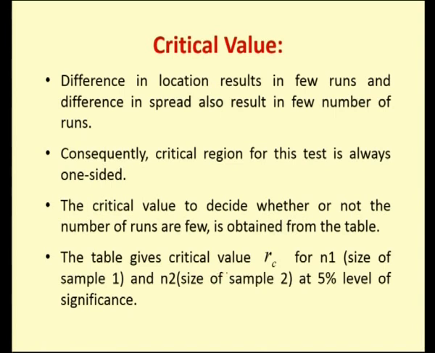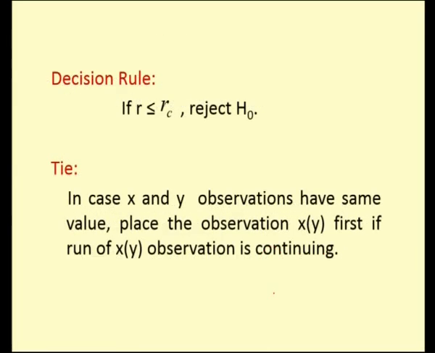The table gives you the critical value, which I am denoting as RC, for n1, the size of sample 1, and n2, the size of sample 2, at 5% level of significance. The decision rule is that if the calculated value is less than or equal to the table value, that is your critical value, reject H0, otherwise you accept.